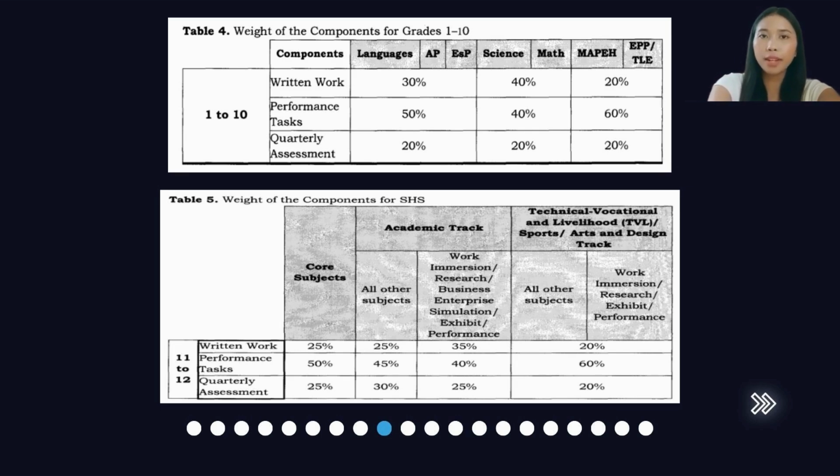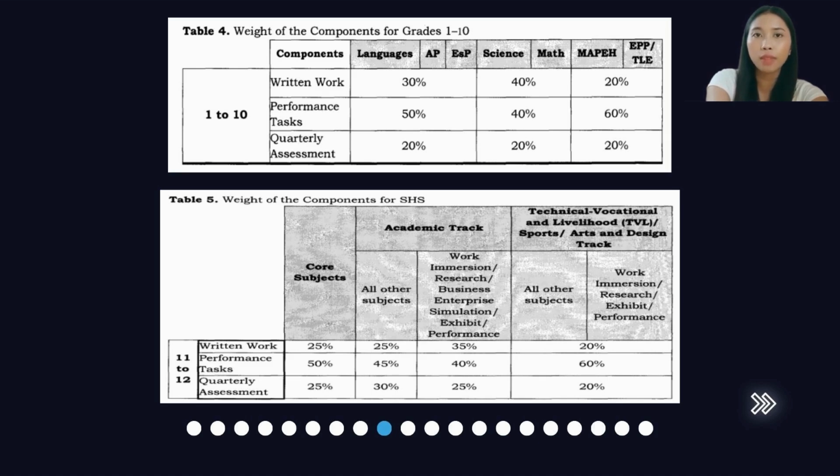Look at the presentation. As you can see on the table, it composed the weight of components of grades 1 to 10 and the senior high school. Therefore, there are key components. Number 1 is the standard-based framework. The system adopts a standard-based approach to grading wherein students' performance is measured against clearly defined learning standards or competencies. This ensures that assessments are aligned with the curriculum objectives and educational goals set by the DepEd.